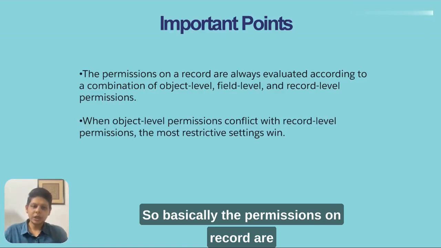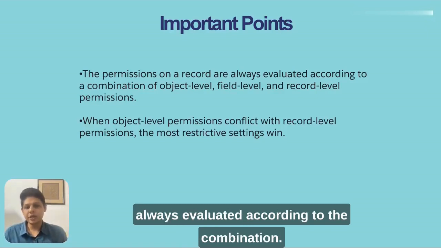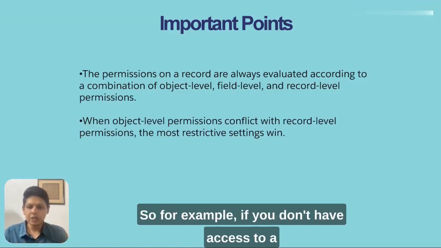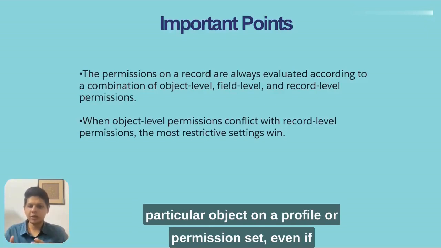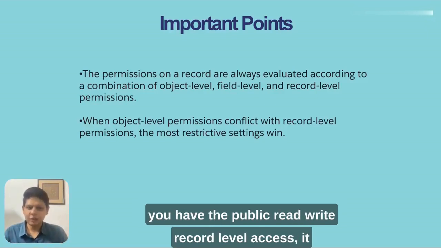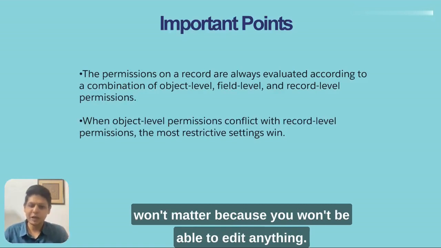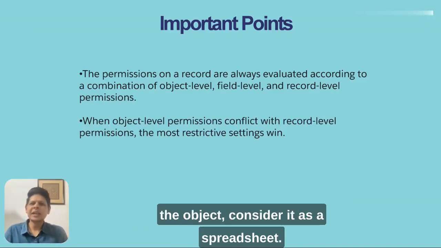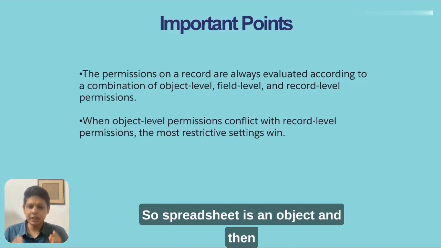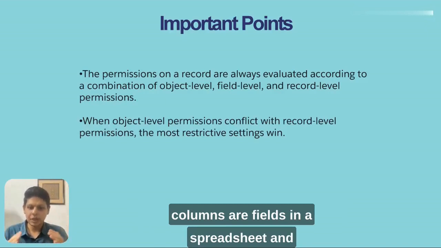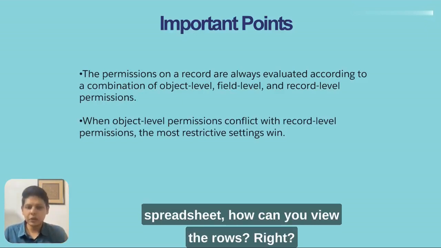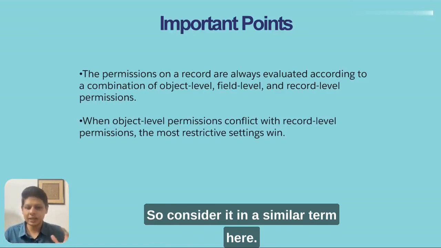The permissions on a record are always evaluated according to a combination. It is not just record level security. It is a combination of object level, field level, and record level security. For example, if you don't have access to a particular object on a profile or permission set, even if you have public read write record level access, it won't matter because you won't be able to edit anything since you are not able to see the object. Consider it as a spreadsheet. The spreadsheet is an object, the columns are fields, and the rows are records. If you don't have access to the spreadsheet, how can you view the rows? Consider it in similar terms here.